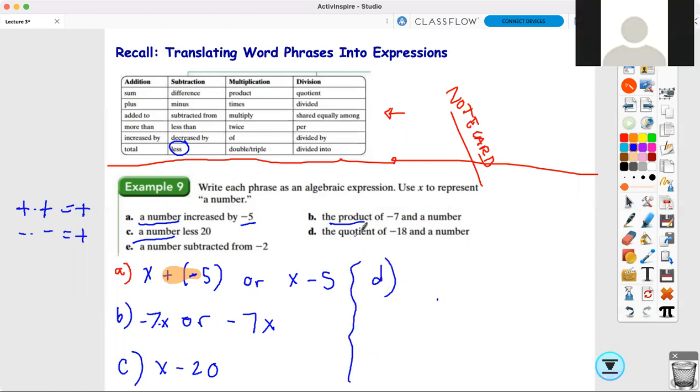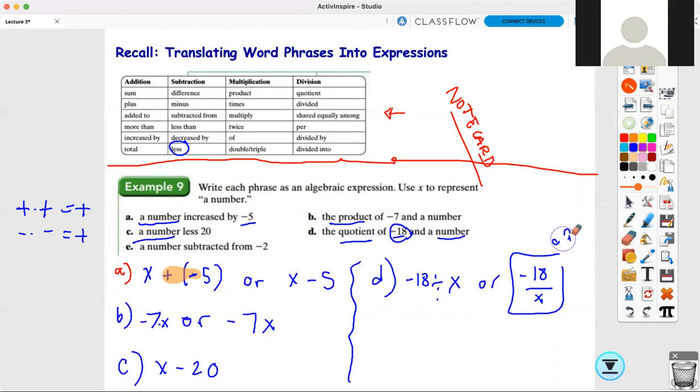D, the quotient of -18 and a number. So what operation is quotient? Division. What should go first? X? You sure? What's first in the words? -18. So it'll be -18 divided by X, and I want you to start doing the fraction version instead, okay? Because this is college appropriate. We don't really use the other division symbol often anymore.